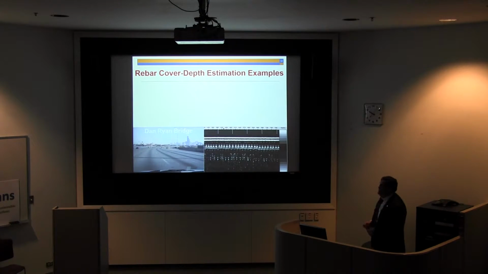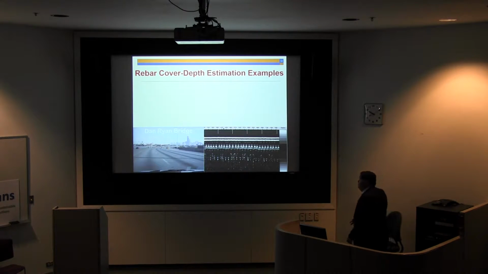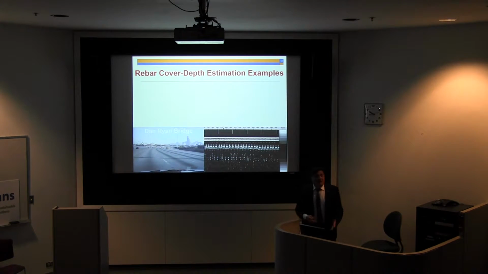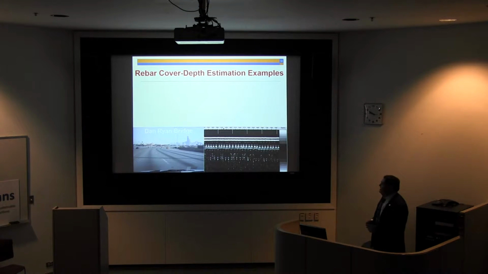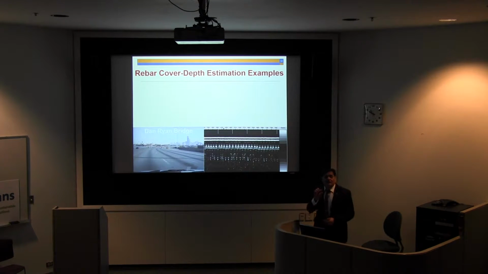So it clearly can be seen without even analyzing the data. Dan Ryan Bridge is one of the busiest bridges in Chicago. It's more than 4 miles, and it has 6 lanes in some areas, and you cannot close this. One of the things they wanted to do is to rehabilitate this bridge. To rehabilitate this bridge, they must know what the cover depth is, and these things can vary.